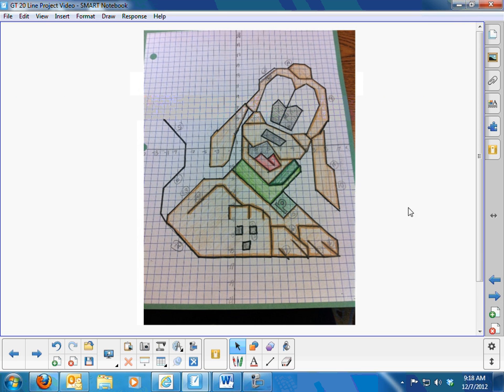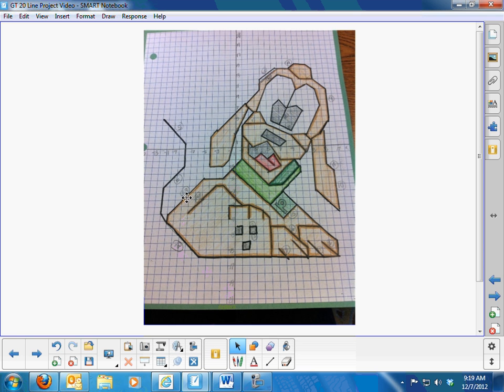Here's an example of a puppy dog that somebody has done. Notice how their X and their Y axis are drawn out. They're labeled X and Y. They have numbered their lines here so that it was easy to locate the ordered pairs. So when I'm grading it, when you're working on the project, I can quickly see instead of having to count all of these. So I'll be looking for that to be done.